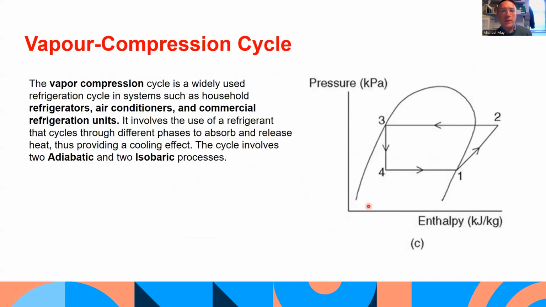And then we've got the vapor compression cycle. It's widely used in refrigeration systems, such as household refrigerators, air conditioners, and commercial refrigeration units. It involves the use of a refrigerant that cycles through different phases to absorb and release heat, thus providing a cooling effect. The cycle involves two adiabatic and two isobaric. So these are the isobaric, and these are the adiabatic.